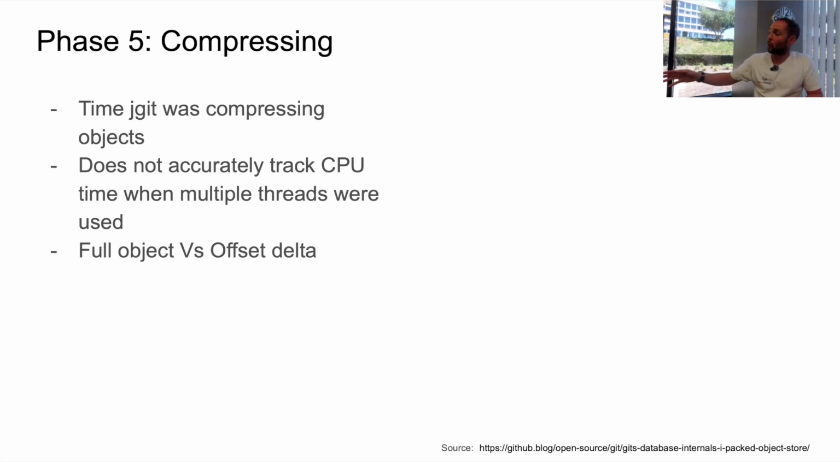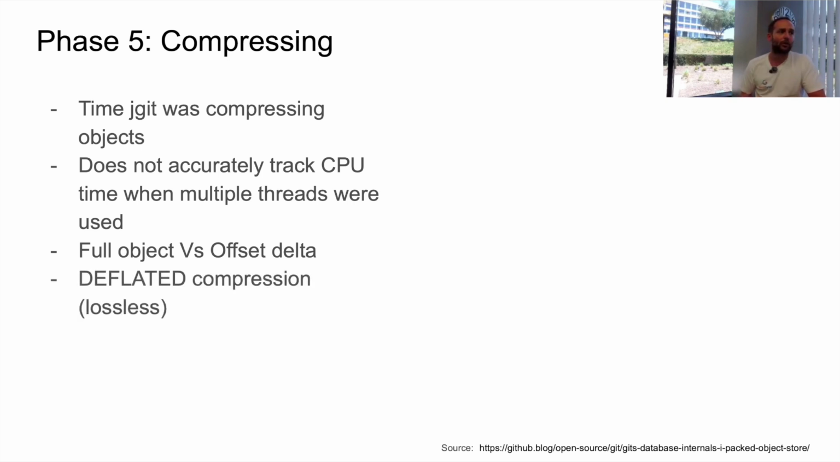We'll show now what full object versus offset delta means, but essentially we have some full objects, we have some delta objects. We can combine those in interesting ways to optimize what we're transferring over. And finally, we call this a deflated compression, which is a lossless type of compression. Obviously, we don't want to lose any information regarding the history of our data, right? So it looks a bit like this.